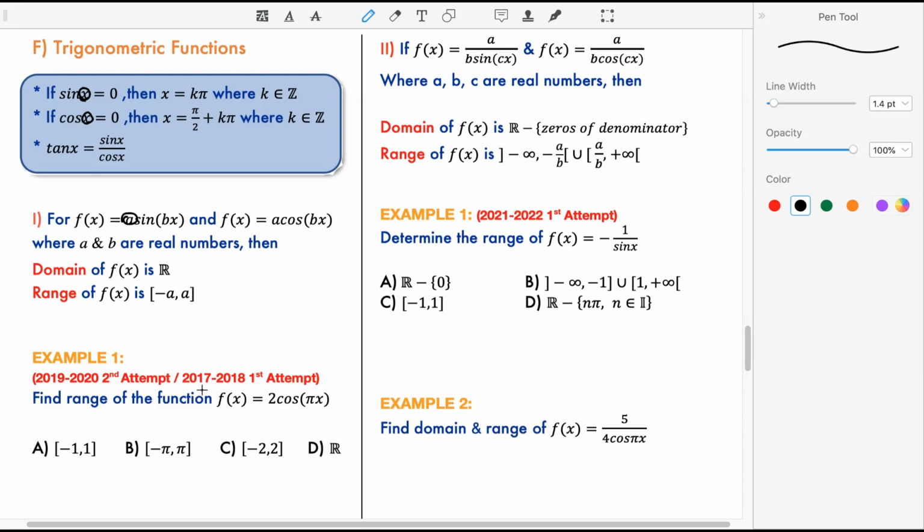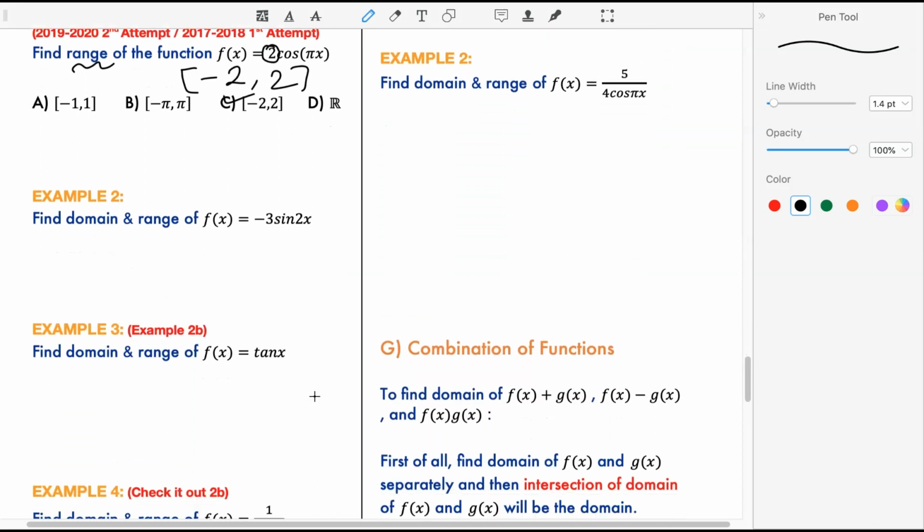Let's take a look at questions. A ministry question. This question is asked twice. It's asking about the range, so we need to focus on the coefficient. What is the coefficient? 2. According to this rule, from negative of this coefficient to positive of the coefficient, inclusive, will be the range. So it's option C.